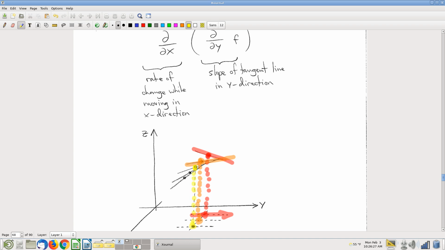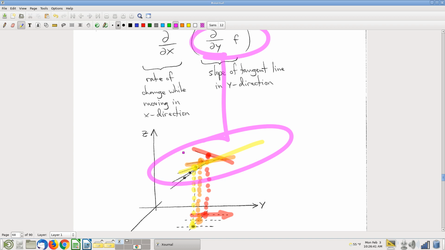I could come up to that nearby point, and I could look at its tangent line. Okay, so that's all of this stuff that we're looking at here. Color choice. These y partials are those slopes. Note that they are all slopes at different points as I am moving in the y direction.